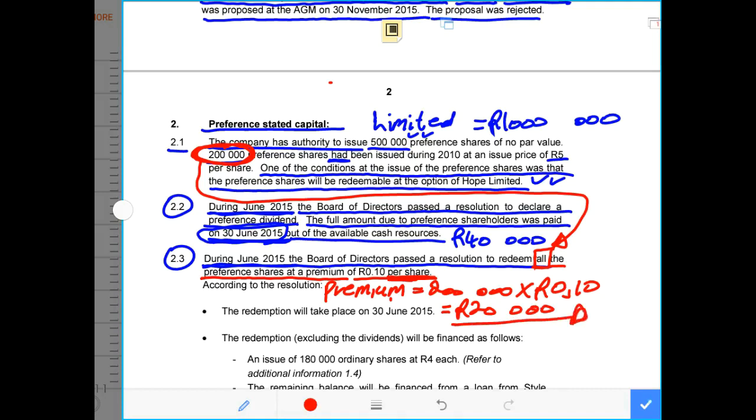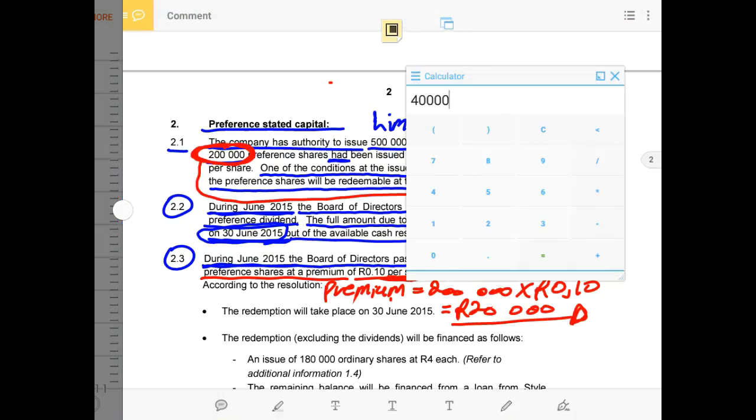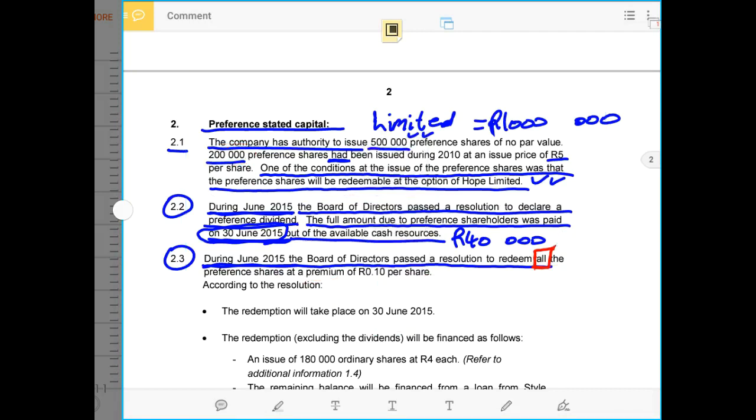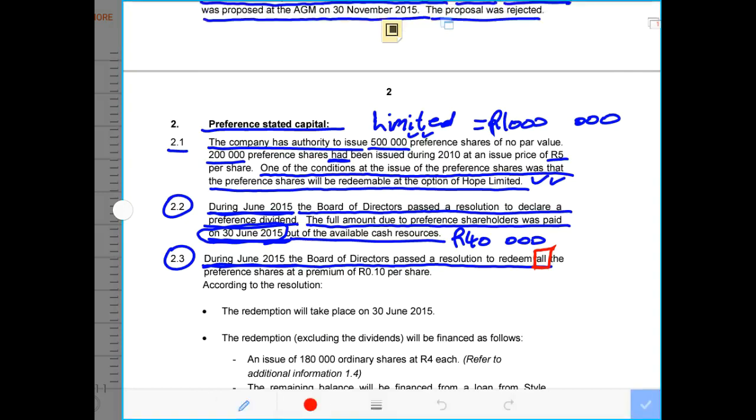This will be the premium on redemption. Let us just confirm in our calculations: we have 200,000 shares, multiplied by 10 cents, which gives us 20,000 rands. This is the amount that will be given to the preference shareholder. However, I want to highlight something very crucial. When the redemption takes place, we are given the premium on redemption as 10 cents per share. Sometimes, however, you can be given the redemption price, and then we have to compare the issue price with the redemption price, and the difference between the two will be the premium.